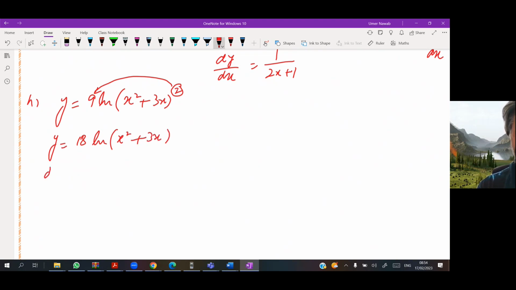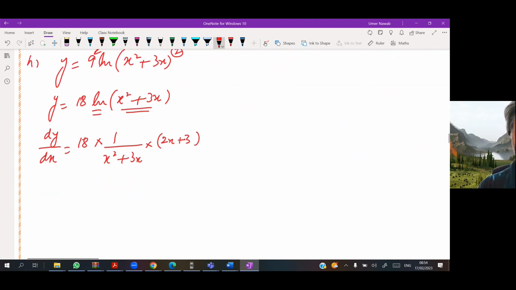And now I'm ready to apply my differentiation. So 18 is a coefficient, stays. ln tells you reciprocate your argument, x squared plus 3x, and then the further derivative of x squared plus 3x is 2x plus 3. Now, dy by dx will be equal to 18 times (2x plus 3) over, no need to multiply 18 inside the bracket, x squared plus 3x. We are done with this.